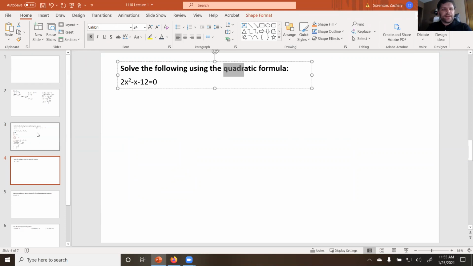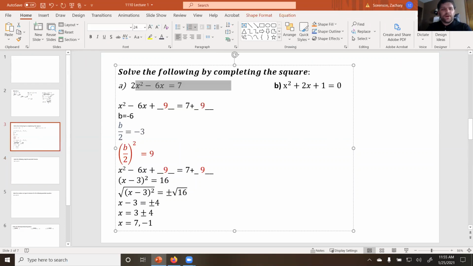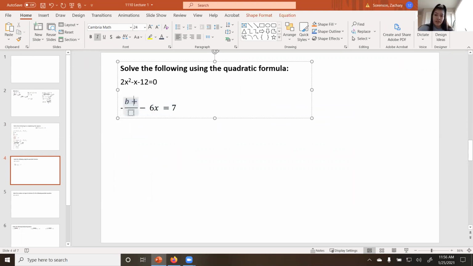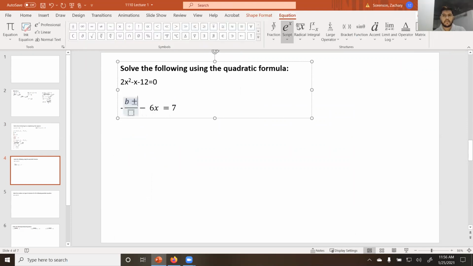So does anyone happen to know what the quadratic formula is? I feel like it's something that's drilled into a lot of high schoolers' brains for some reason. Yeah, isn't it like negative b plus or minus the square root of b squared minus 4ac, over 2a?